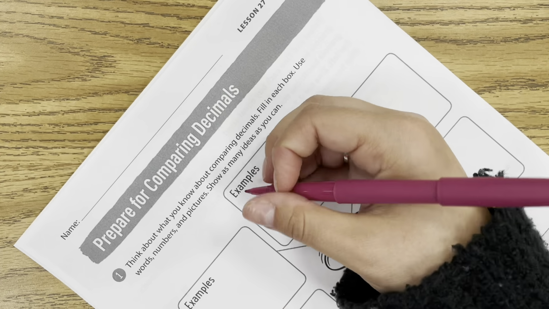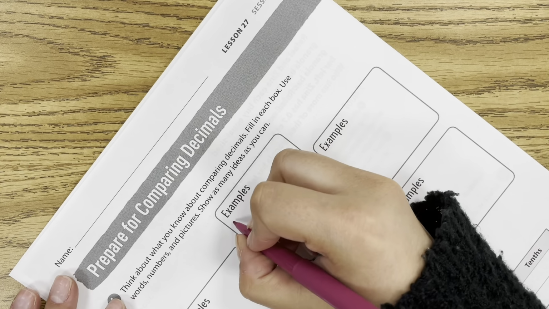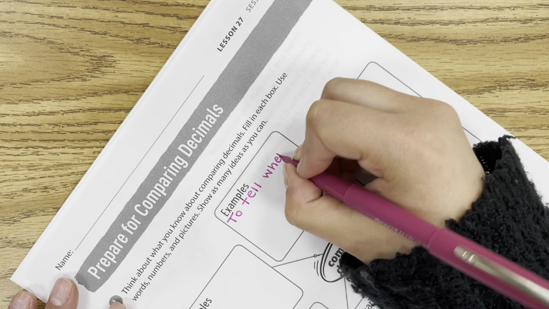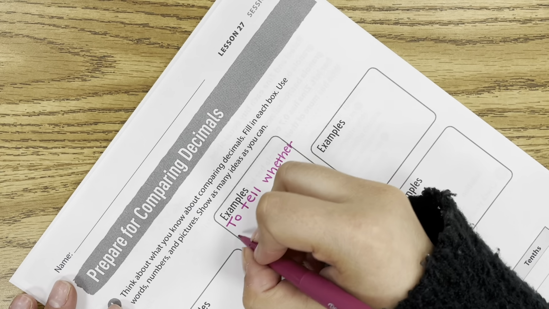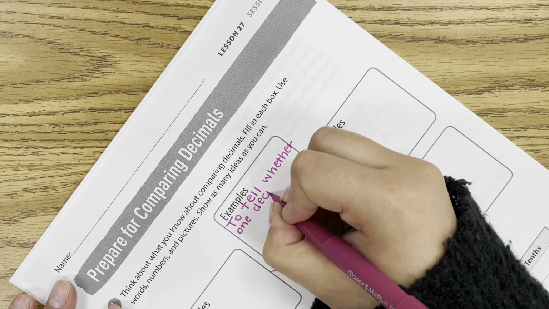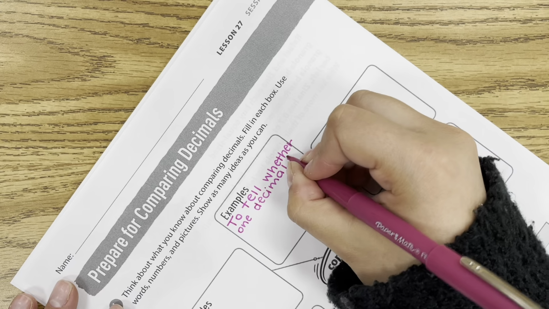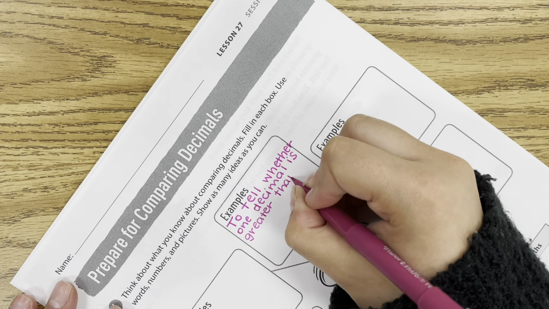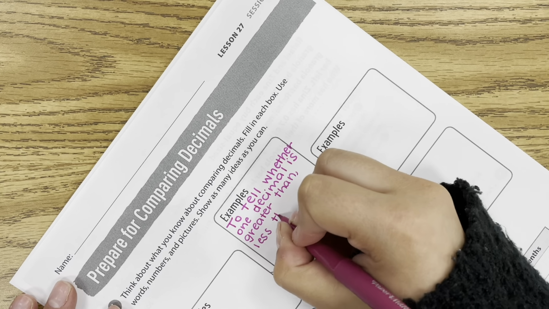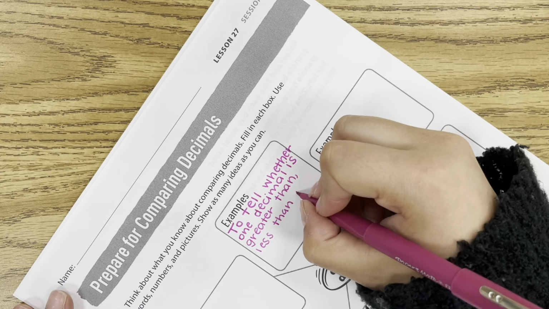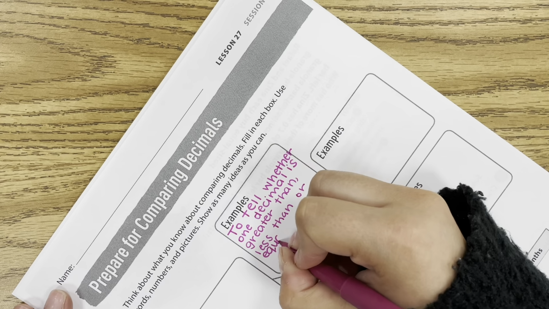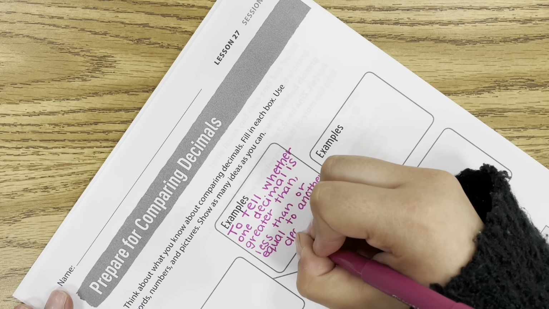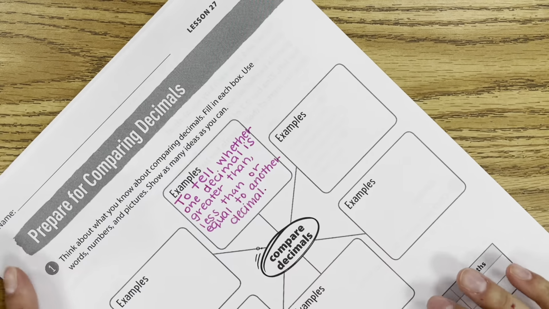So, an example of comparing fractions is to tell whether one decimal is greater than, less than, or equal to another decimal. Okay, so that's in word form.